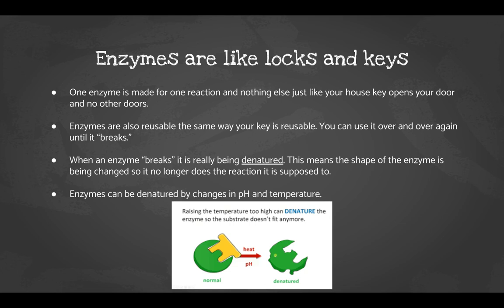Some of them function the best in basic environments. Some of them function the best in acidic environments. It depends on every single enzyme. They're all very different, right? So if you apply too much heat, too much of a pH, you change the surroundings so much, the enzyme changes shape. Well, now it's no longer going to work at all. Its shape is completely changed. That key is not going to open your door, and this enzyme is not going to do the reaction it's supposed to do.